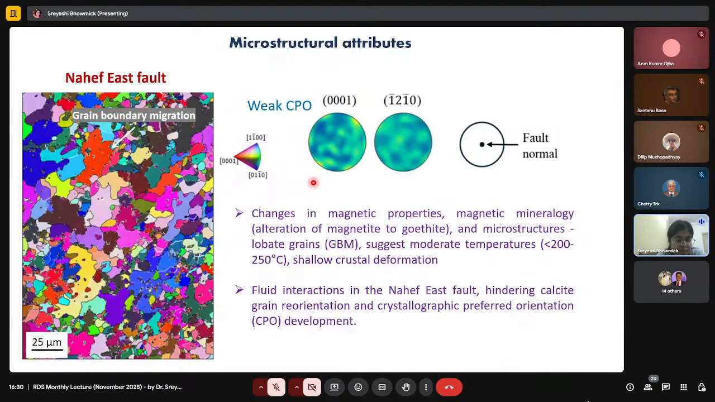Now, here we need to consider the scale of observation primarily, and also this phenomenon where the fluid interaction is hindering the calcite grain reorientation. As I already mentioned, the fluids are very localized, and so they can affect only a small region. But when we are looking at the magnetic fabric, it is at a larger scale. So this hindrance is very localized.